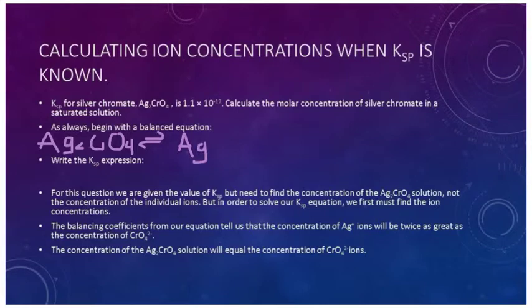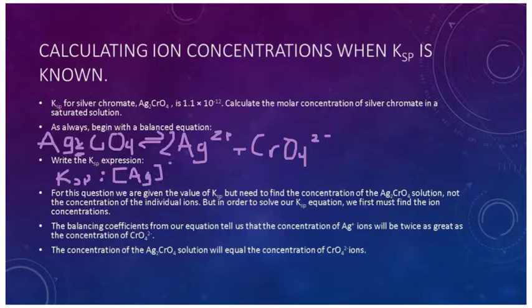Break down into our ions. Okay, there's this 2 back here. We need to put it up here so that we have the same number of silver atoms on the products and the reactant side. Okay, that means that our Ksp is going to be the concentration of Ag squared. Don't forget your ions. Sorry, it's a little messy.